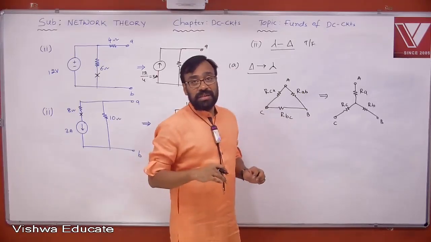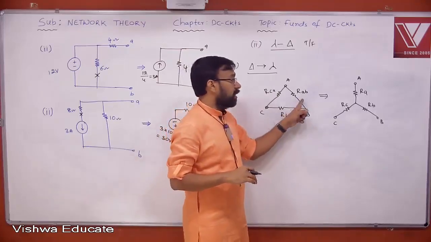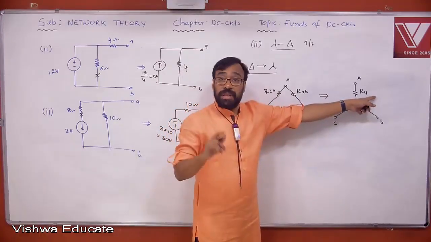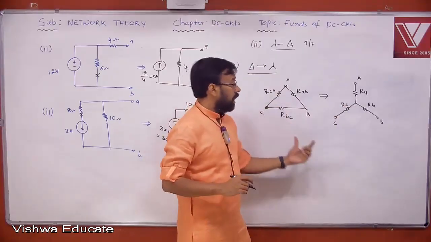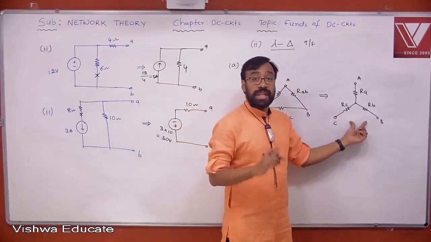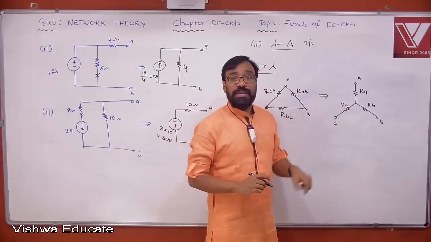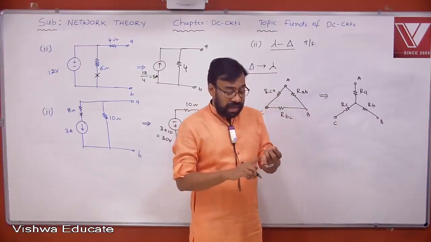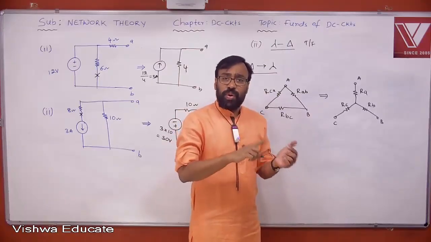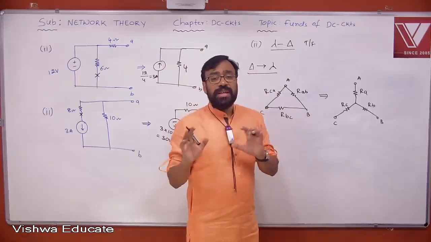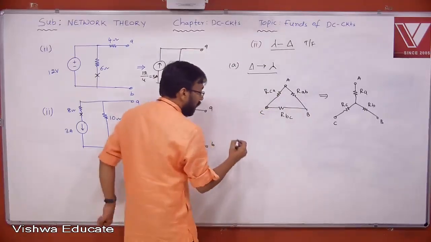But in such cases, these two networks are said to be equivalent if we find RAB here and RAB here, they must be the same. Find RBC here and RBC here, they must be the same. Find RCA and RCA, both must be the same. That means RAB, RBC and RCA in both networks, if they are equivalent, then the two networks are said to be equivalent. That's it. So these three conditions we can take now.